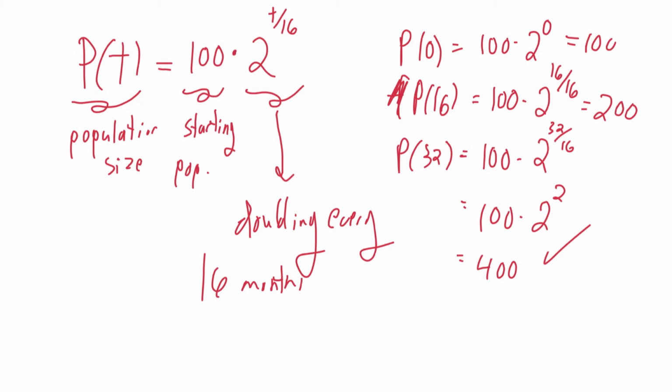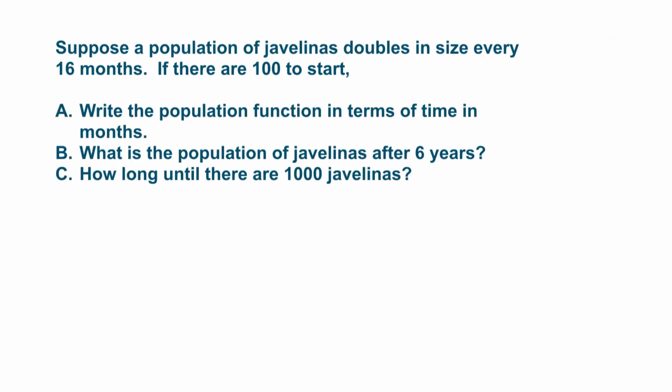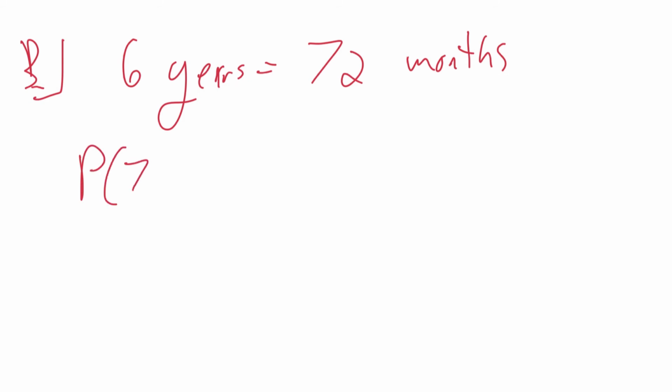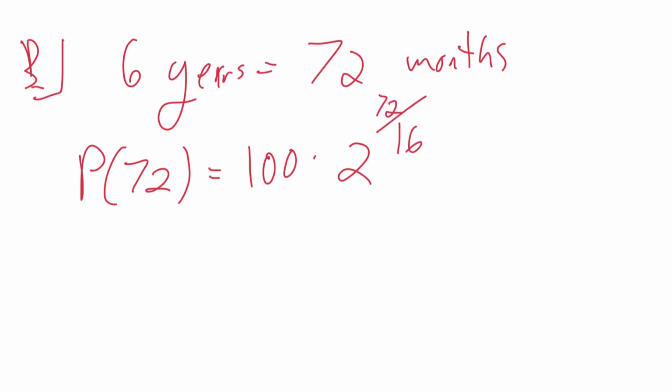So this was A. Let's move on to B. What I want to know now is how many javelinas will there be after 6 years? The first thing we want to do for this is to convert 6 years into 72 months. Then we just evaluate P of 72 equals 100 times 2 to the 72 over 16.